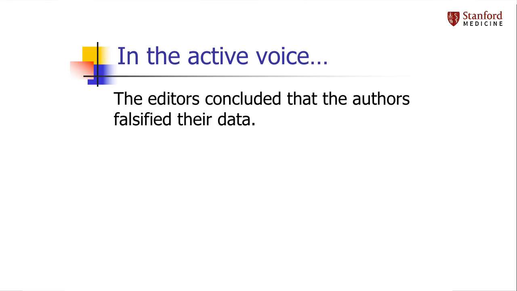It was concluded and the data had been falsified. Both of those are passive verbs. So to turn this all back to the active voice, you have to think about who did the concluding, that's the editors, and who did the falsifying, that's the authors. So to turn this back to the active voice, you would say, the editors concluded that the authors falsified their data.